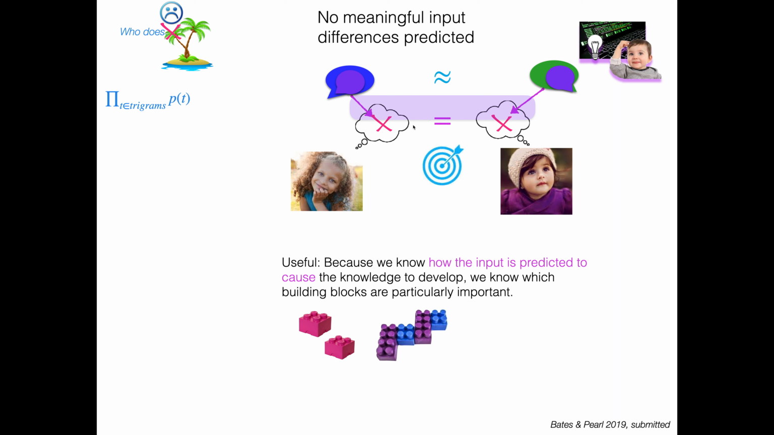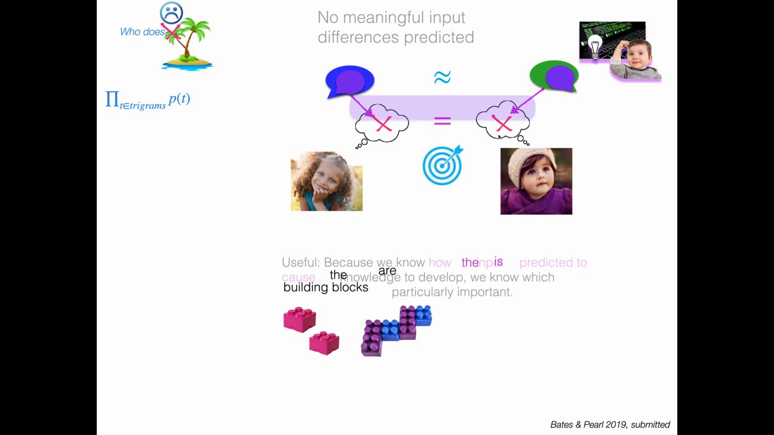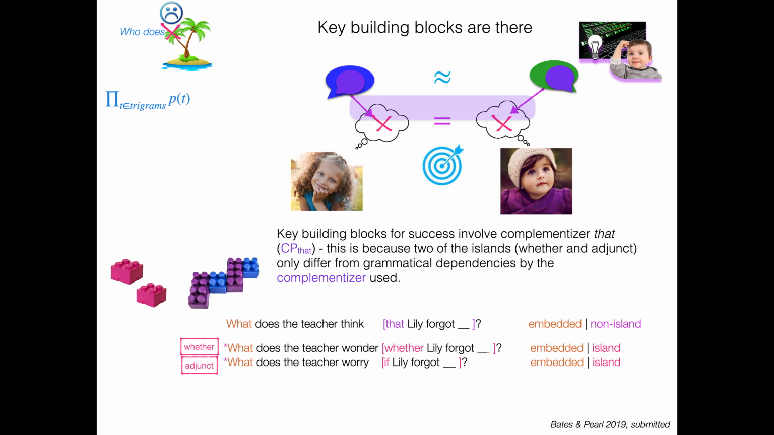We know which building blocks are going to be particularly important for the success of this knowledge development, and we can look at what those are. For example, key building blocks for success involve complementizer that, so CP that in this case. This is because two of the islands, the weather island and the adjunct island, only differ from grammatical dependencies by the complementizer used.